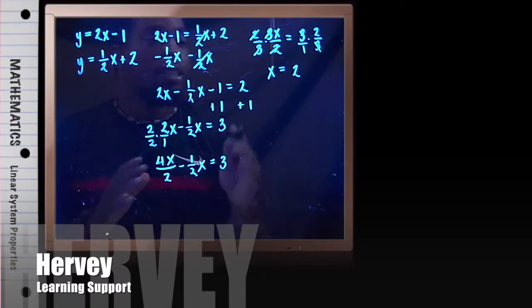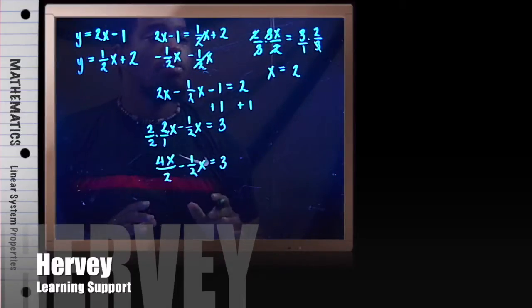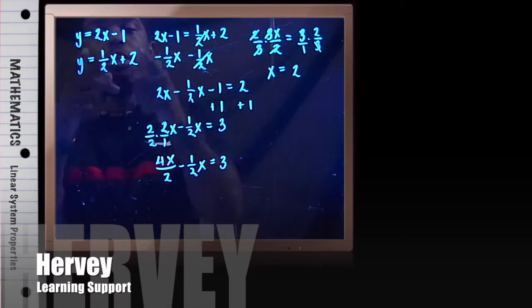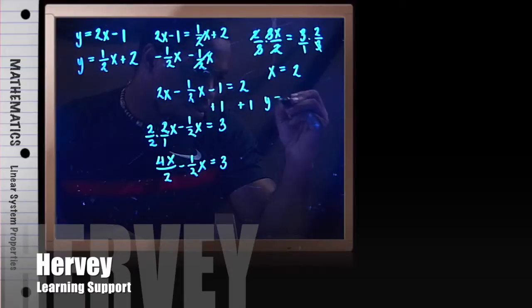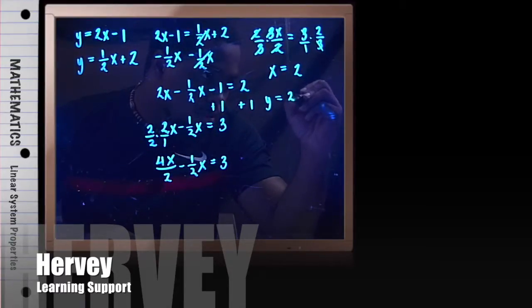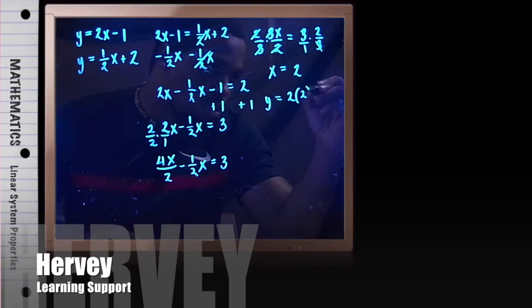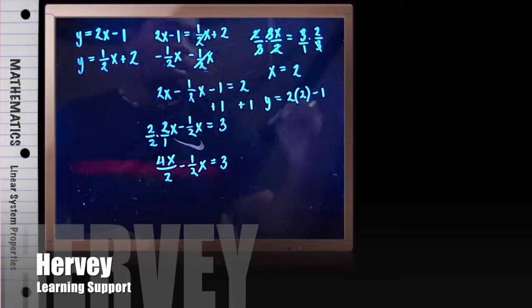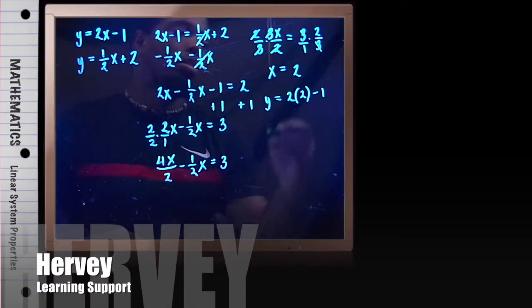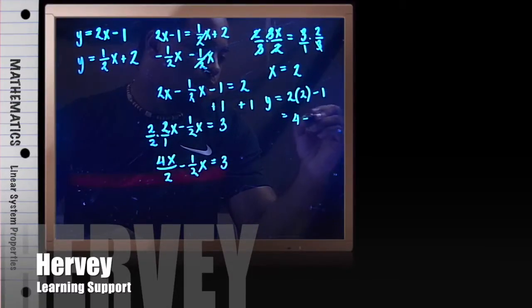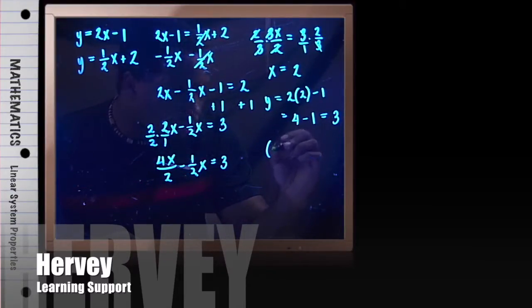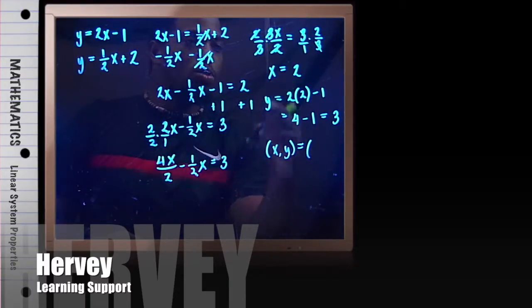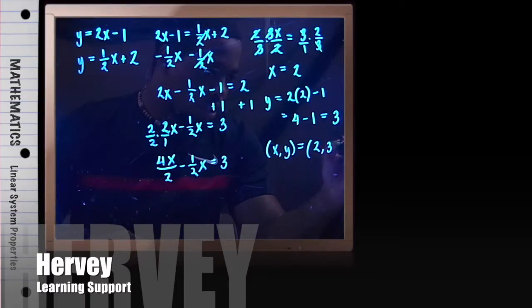Well, that's the x coordinate of my point. To get the y coordinate of my point, all I have to do is plug this number back into either equation. I'm going to use the top one because it's easier. This leaves me with 2 times 2 minus 1, which is just 4 minus 1, which is equal to 3. So my xy coordinate that will satisfy both of these equations is the coordinate point (2, 3).